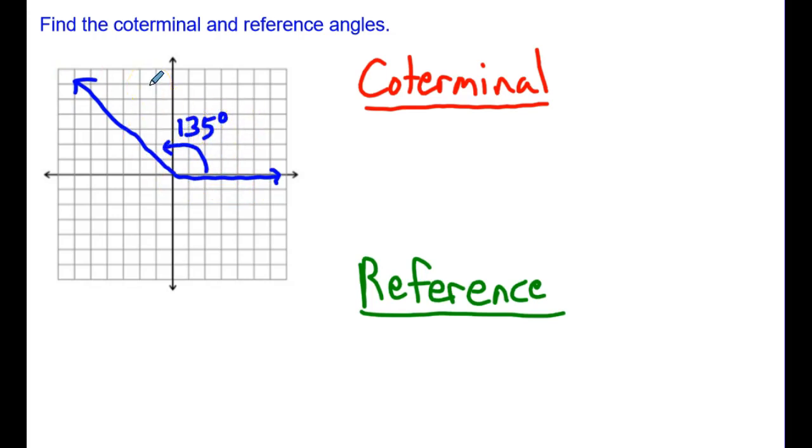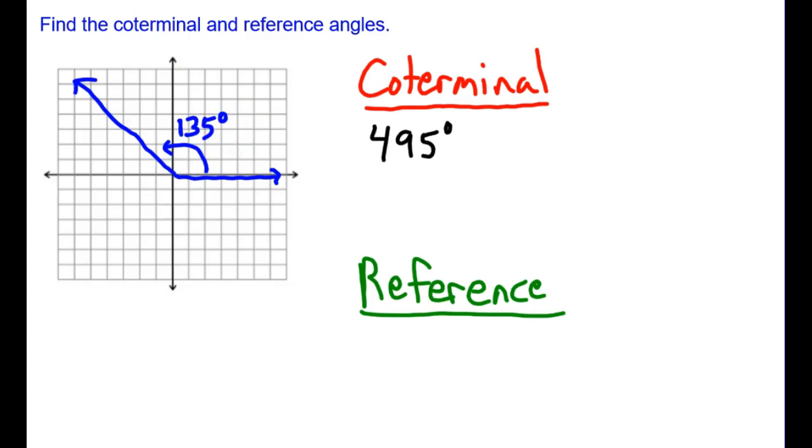Coterminal angles are going to have integer multiples of 360 degrees. For instance, if I started on this initial side, made a complete circle, and then continued around until I got to that terminal side, I'm going to have the same terminal ending point. Okay, so these would be coterminal angles. I have to take the 360 degrees for the complete cycle plus 135 degrees. So an angle of 495 degrees in standard position would be coterminal to this 135 degree angle.